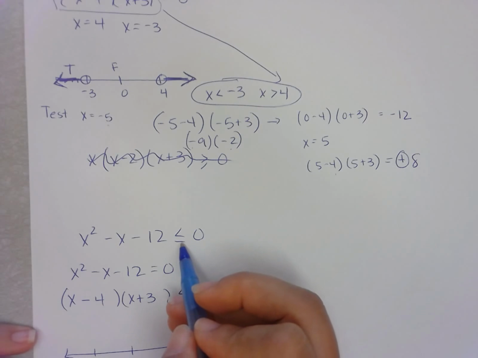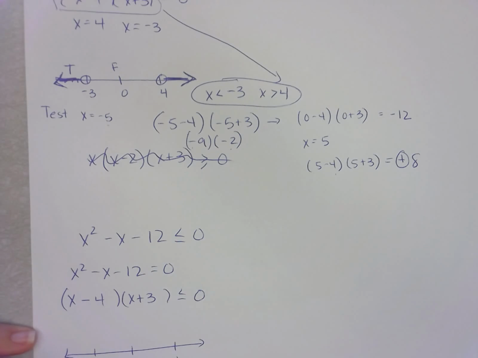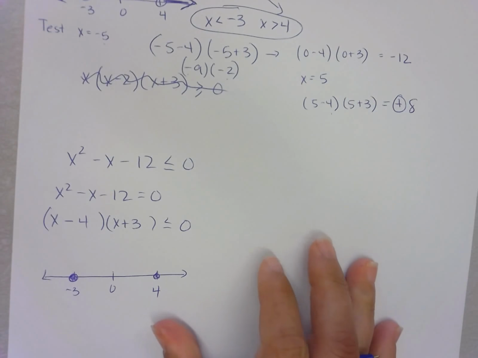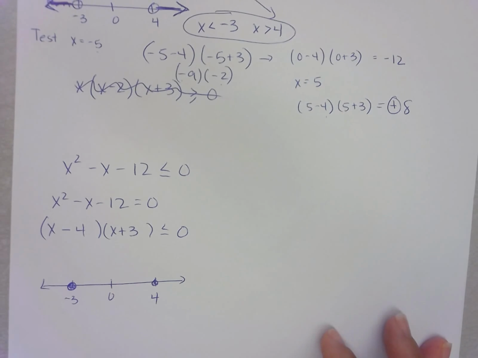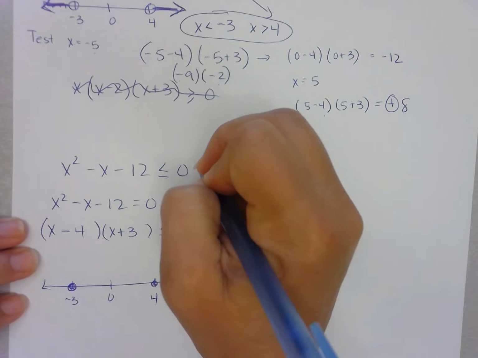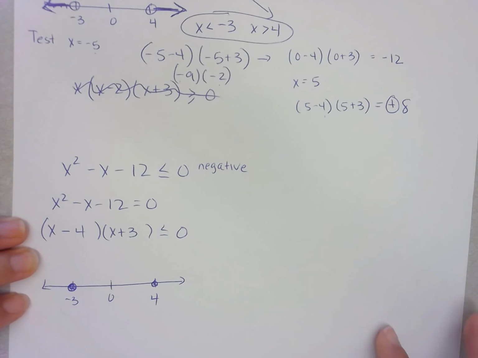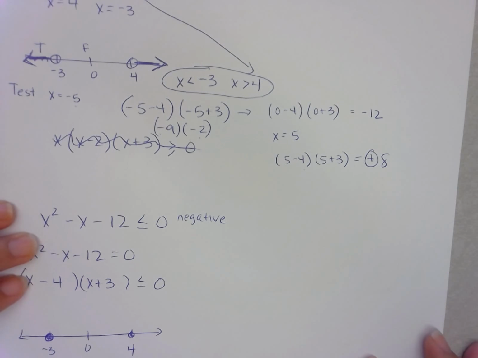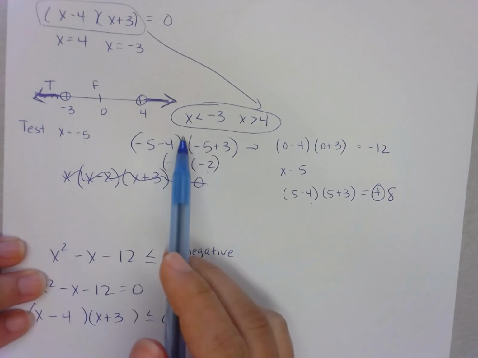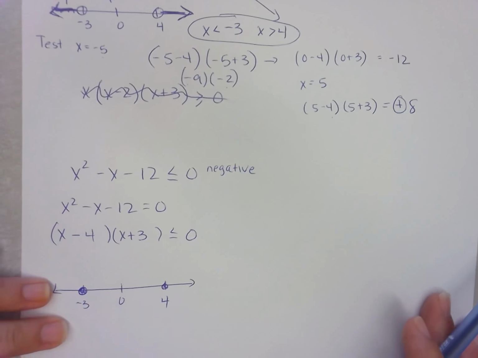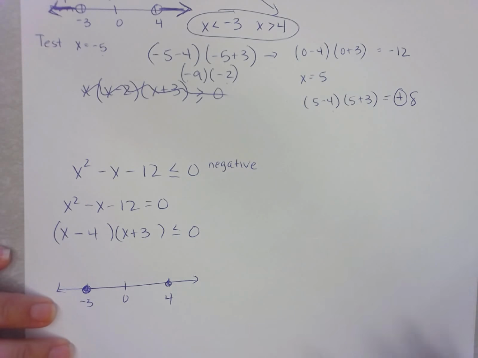This time, this symbol means I have an equal to sign. So actually the places where it is equal to 0 are part of my solution. That means that now the negative 3 and the positive 4 are included. Now this one is less than 0, so this is where I'm looking for negative values. The reality is that if these are where the positive values are, then probably it's this middle piece in here. But we'll just go through the process of checking.